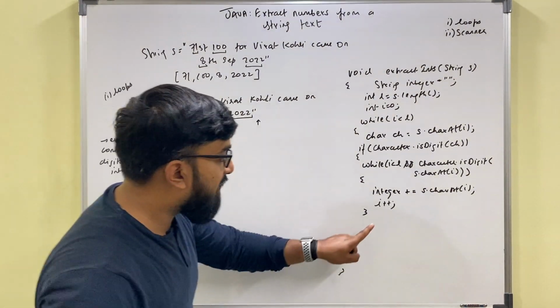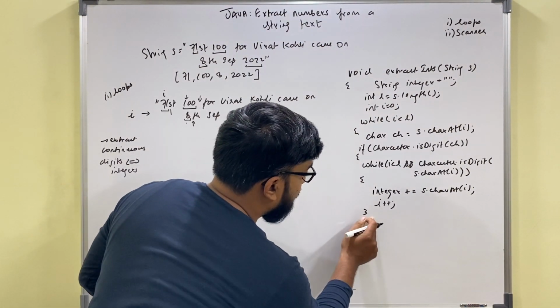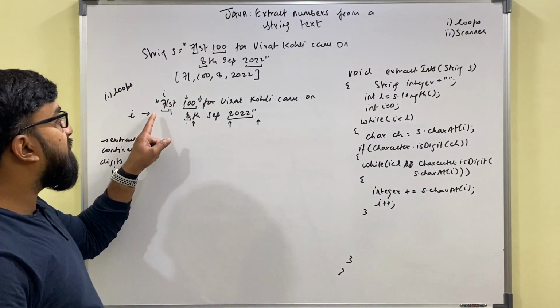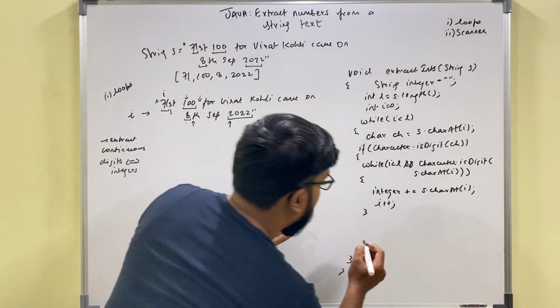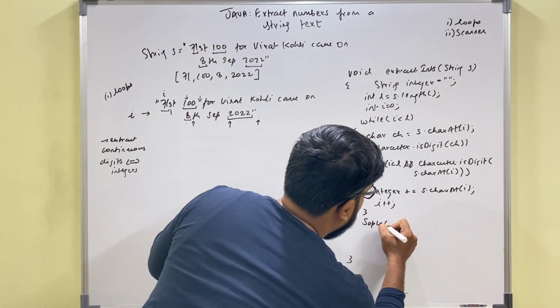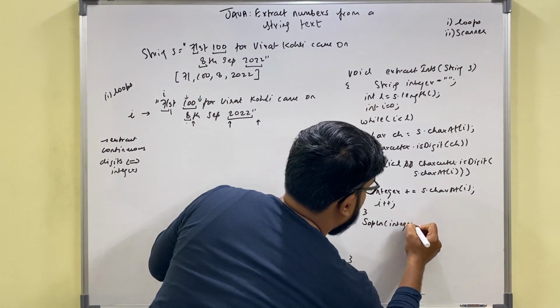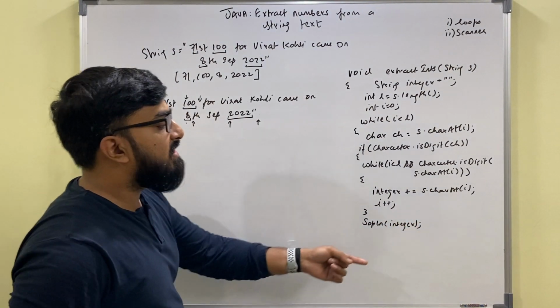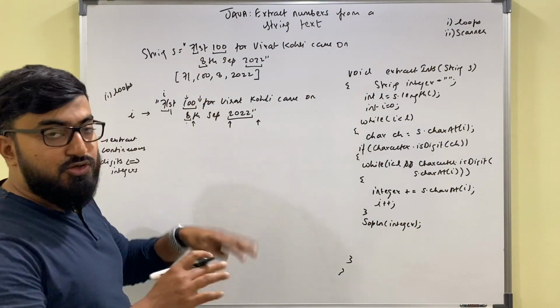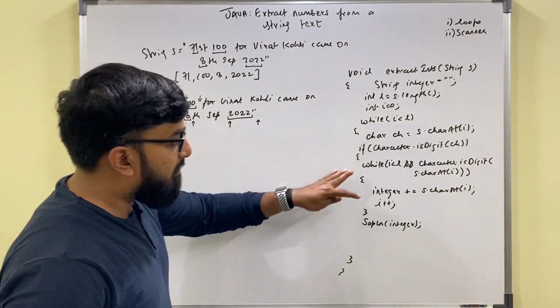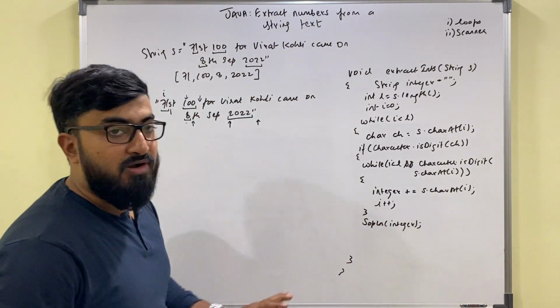When this while loop closes, I have extracted the integer, and now I just need to print it. So I say System.out.println(integer). Right now I'm printing each integer on a separate line. We can have different formats of output, and I'll show you that in the code. We are able to extract the integer and print it. That is the point right now.